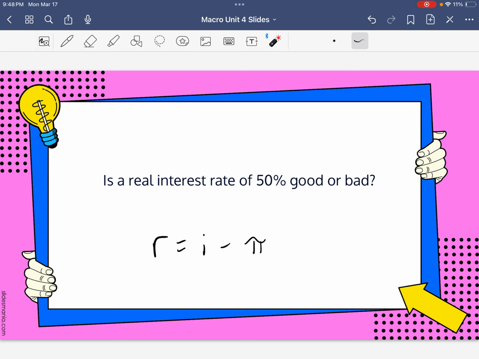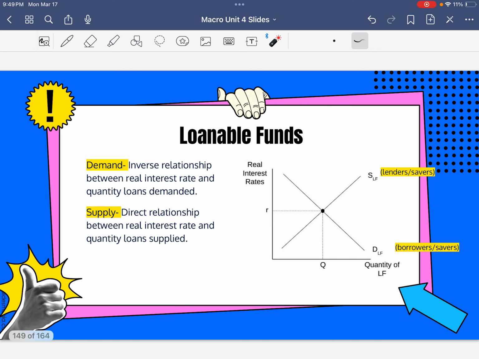And hopefully you came up with the answer that this is actually a trick question, because if you're borrowing, a real interest rate of 50% is terrible. If you're lending or investing money into some sort of high yield savings or certificate of deposit, something that's going to yield you a lot of money like the bond market, then 50% would be great. So that's what we have to remember when we're thinking about loanable funds: interest rates hurt borrowers, but they really help lenders. So this is what the loanable funds market looks like.